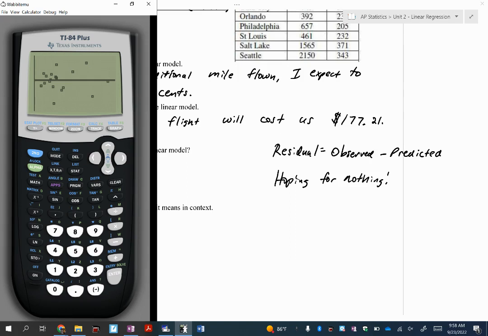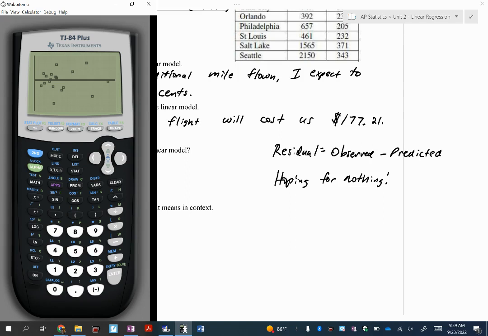Okay, do you guys see the line here? Yes. That's 0. So if you've got a square that's right on that line, that means the actual price and the predicted price of that flight are the same. So you get a residual of 0. So when you see the squares that are above the line, they have positive residuals. All right, that means that the equation is predicting the cost to be more than it actually is. And if you have negative residuals, it's the other way, where it's actually costing the customer more than the model thinks it should be.